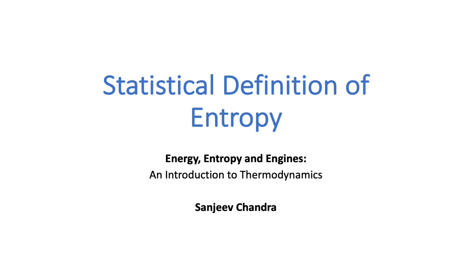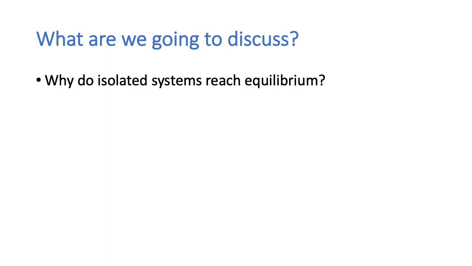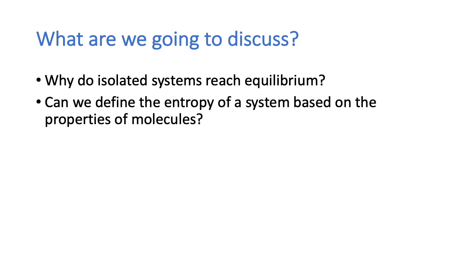Statistical definition of entropy. We have previously said that all isolated systems eventually reach a state of equilibrium. But why is this? Why do they always reach equilibrium? We had also shown that the internal energy is a function of the properties of the molecules in a system. Can we also define the entropy of the system in a similar way based on the properties of the molecules?